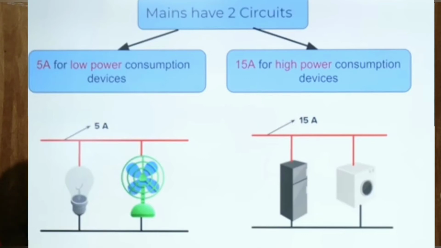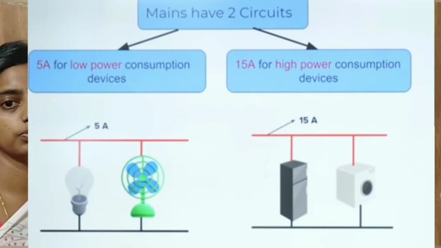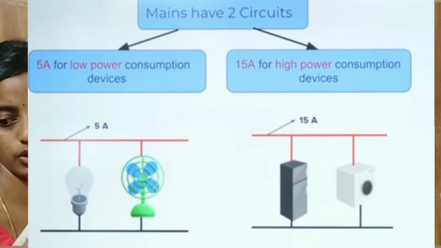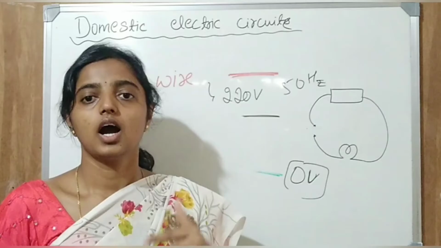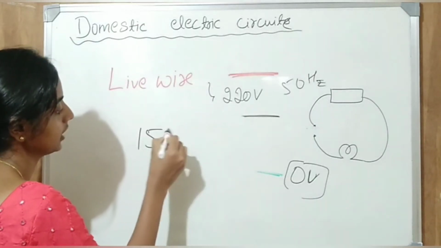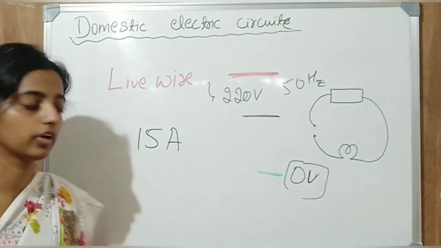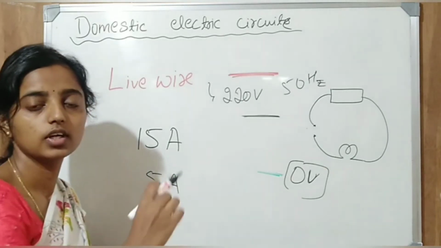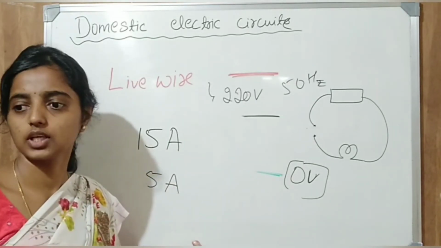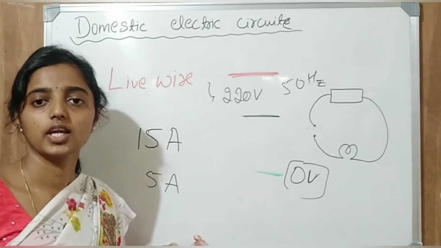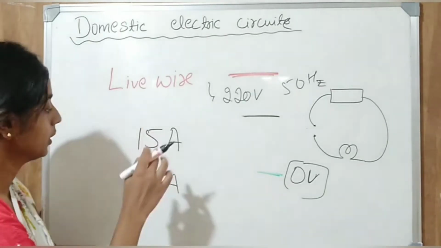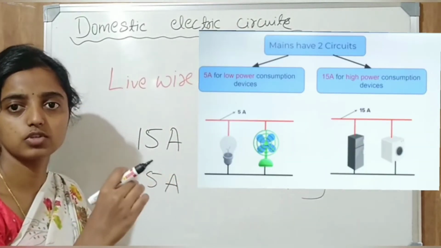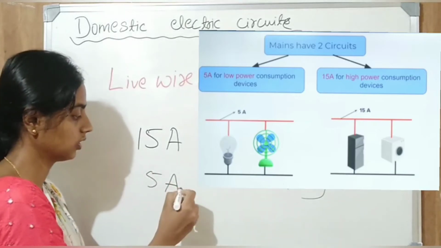As I told, there are two different circuits connected in a home. Now let us see what those two different circuits are. One circuit has a high power rating, that is 15 ampere, and the other has a low power rating, that is 5 ampere. The 15 ampere circuit is made for high usage appliances, for example washing machine, fridge, TV, AC, air coolers and all. For electric bulbs and fans, which use a small amount of current, a 5 ampere circuit is made.